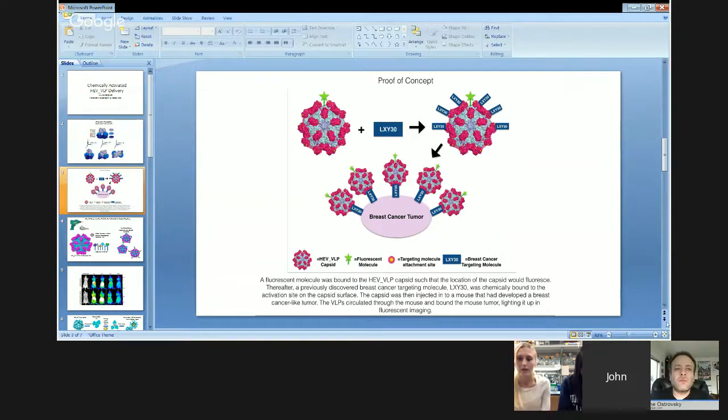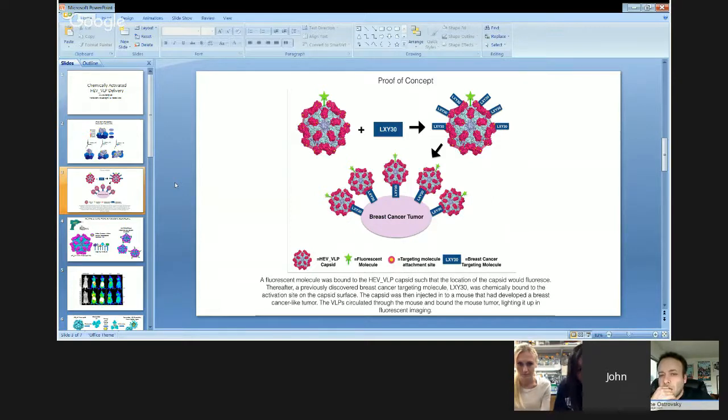We functionalized and bound the LXY30 breast cancer targeting ligand to the surface of the VLP to target breast cancer cells. So simultaneously you have a fluorescent molecule and a breast targeting molecule on the surface, so that you can actually track where that VLP lands.